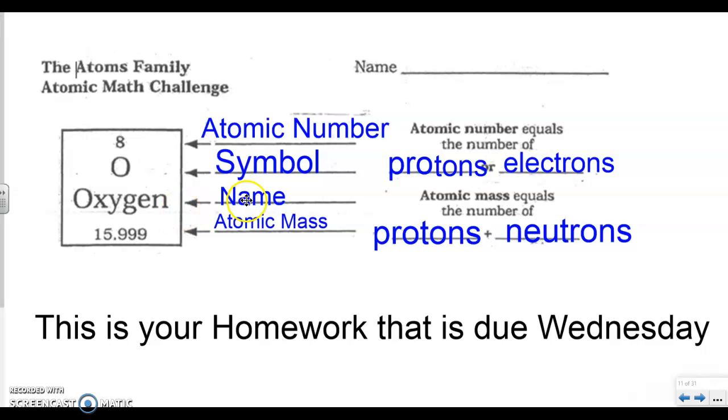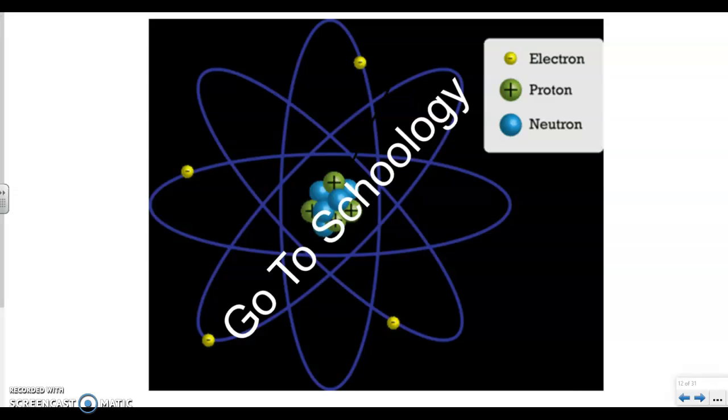Oxygen, the name, we all know what oxygen is. It's a gas. Mass, 15.999. We're going to round to 16 for what we need to do. Atomic mass is protons plus neutrons. So if I take the mass and subtract out the protons, I'll get the neutrons. So, working on the atoms family, you will be completing that.